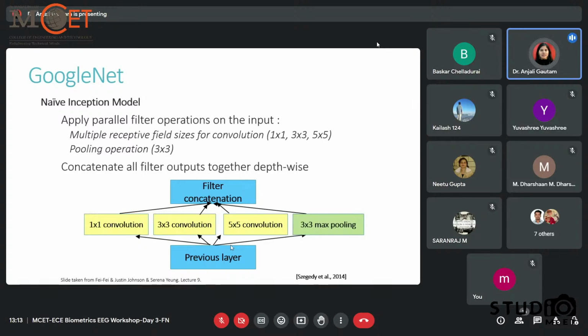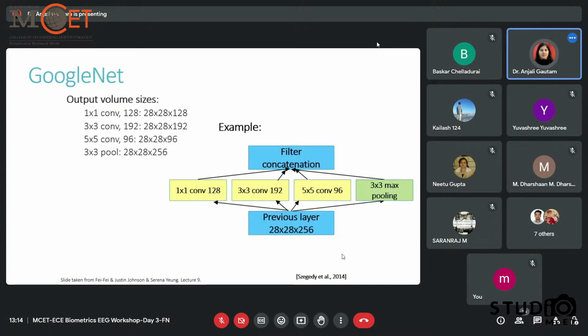For 3 cross 3 you will get a different type of feature, for 5 cross 5 you will get a different kind of features. So these help in getting a more accurate result. In this case, 1 cross 1 convolution is there with 128 filters, applied on the previous layer, that is 28 cross 28 cross 256. Here for 3 cross 3, the output volume will be 28 cross 28 cross 192.